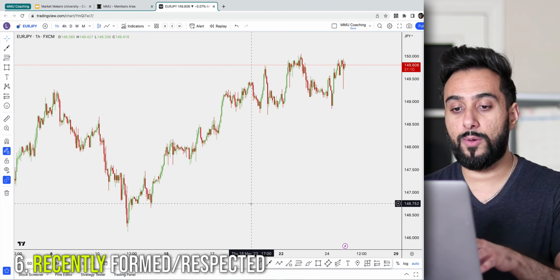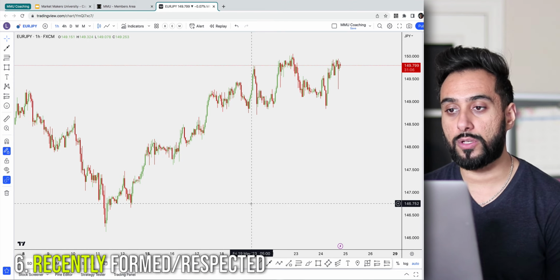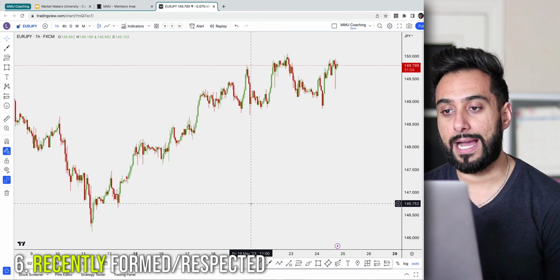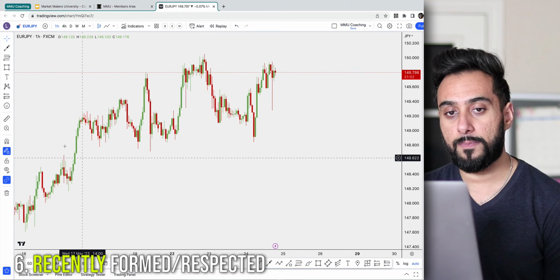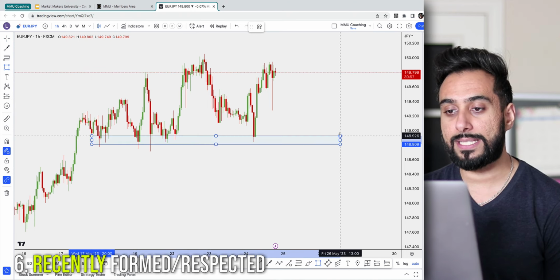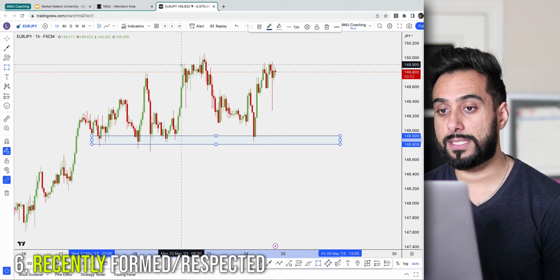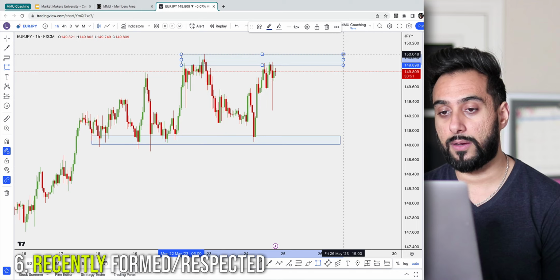Now, let me go ahead and give you an example. So right now we are currently looking at Euro JPY. We're on the 1 hour chart. So right here, this would be a zone that is recently created and recently respected. This would also be a zone that is recently created and then also recently respected.